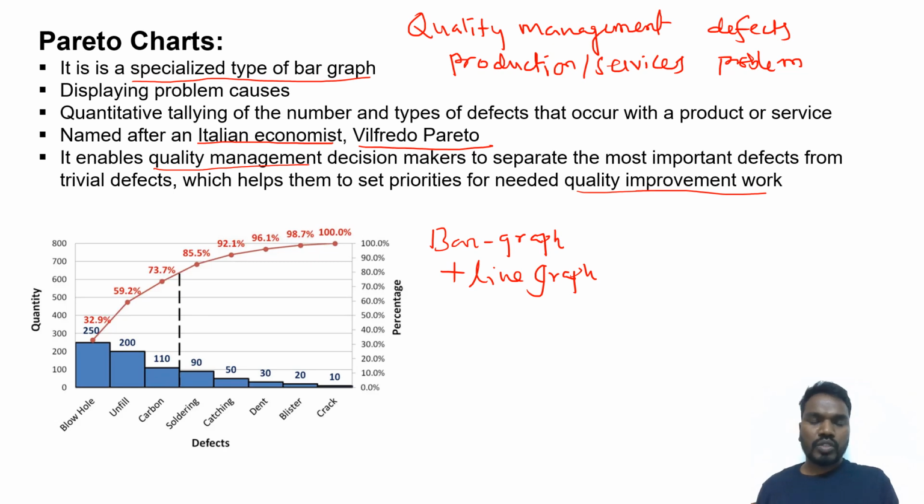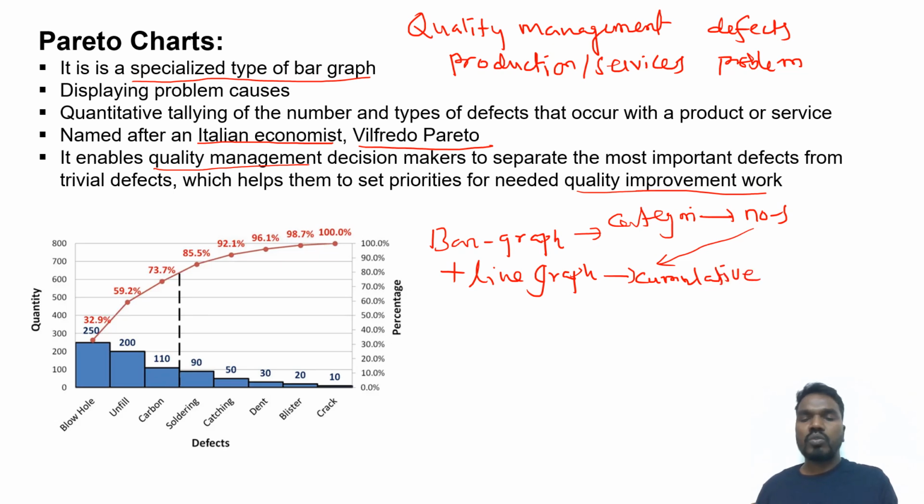So in those, these bar graphs are drawn just the way we usually draw them. On one side you will have the categorical data and its corresponding numbers, and then this line graph is formed by taking the cumulative numbers. Why? Because we want to know which is the major cause, right? I will show you with an example.